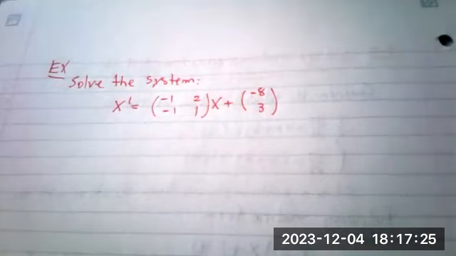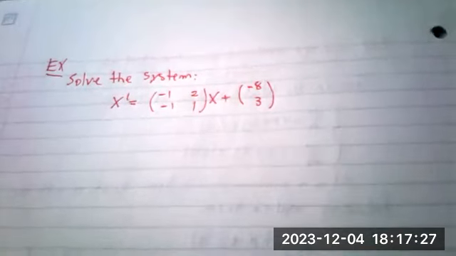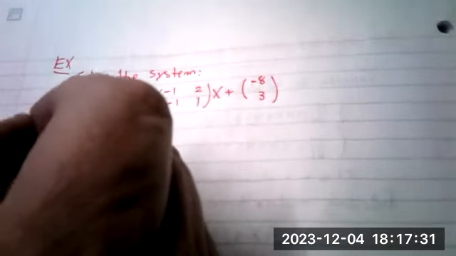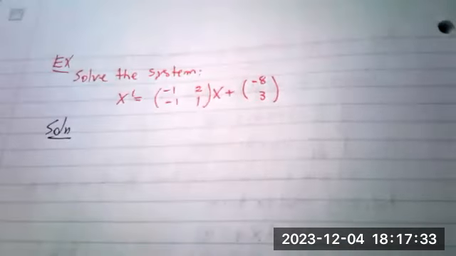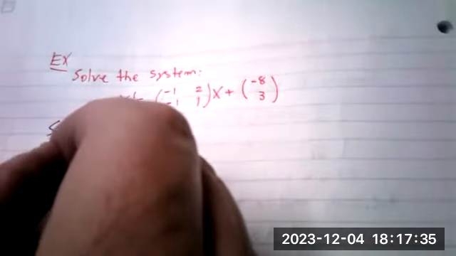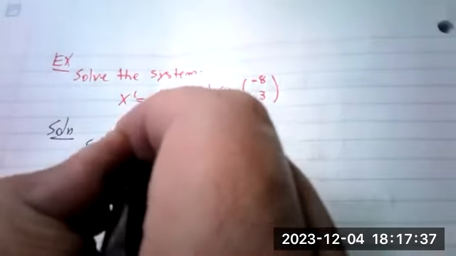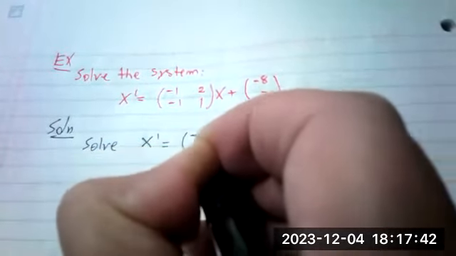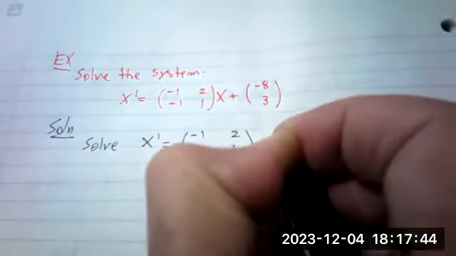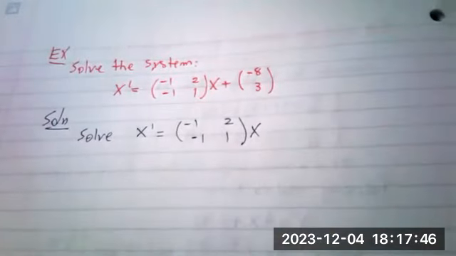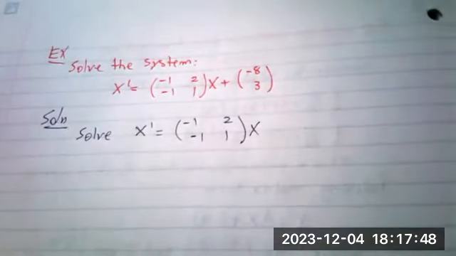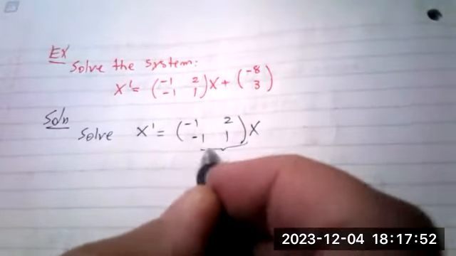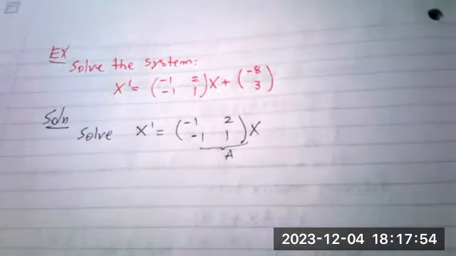Okay, so you have to do the homogeneous one first. So solve the homogeneous solution. So we are going to solve this system first: X prime equal to the matrix -1, 2, -1, 1 times X. Go for it. Then you have the matrix and you know what to do. This is going to be a matrix A. You have to find the eigenvalues.